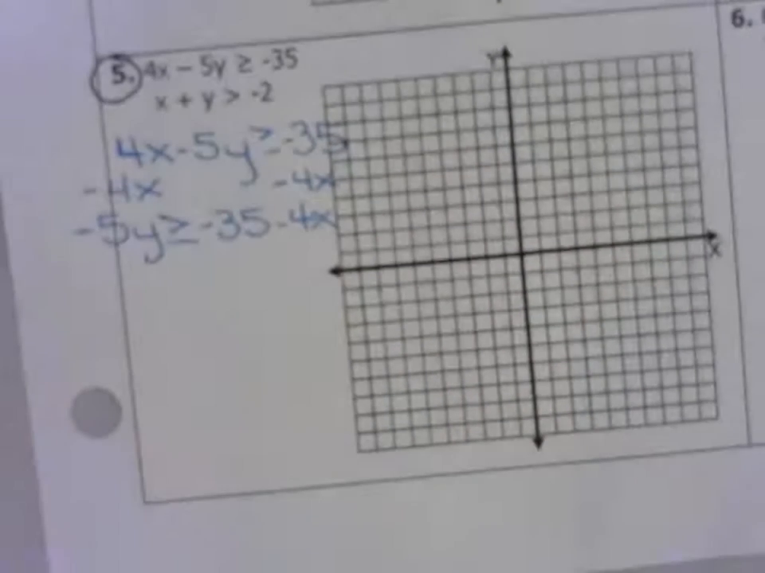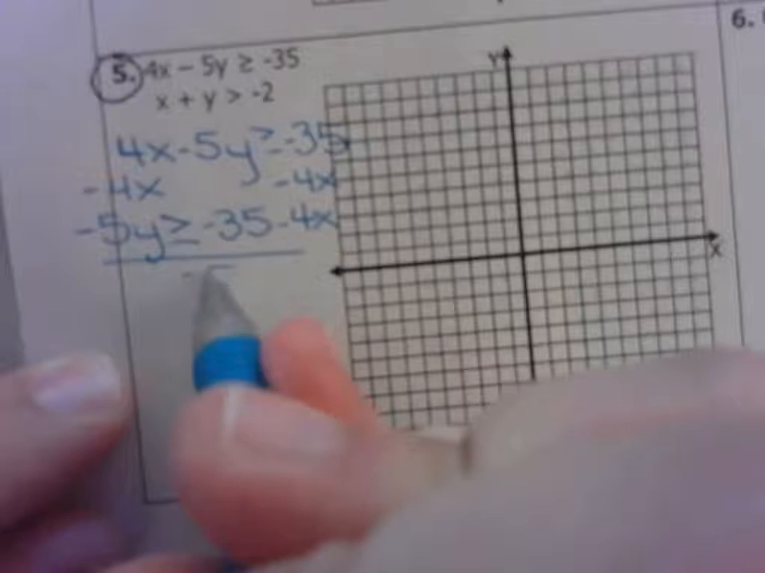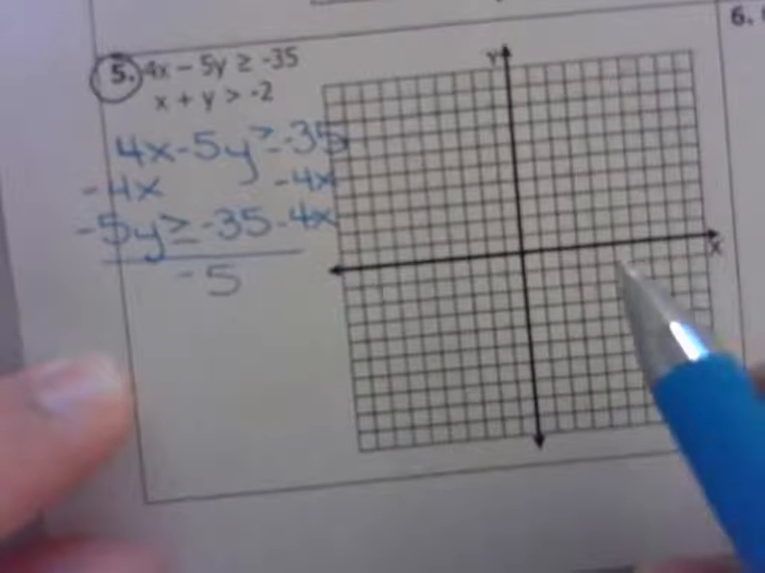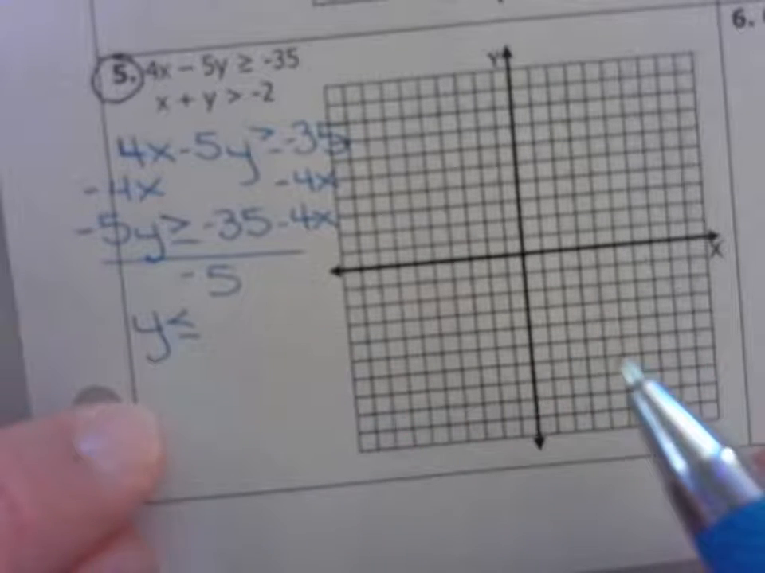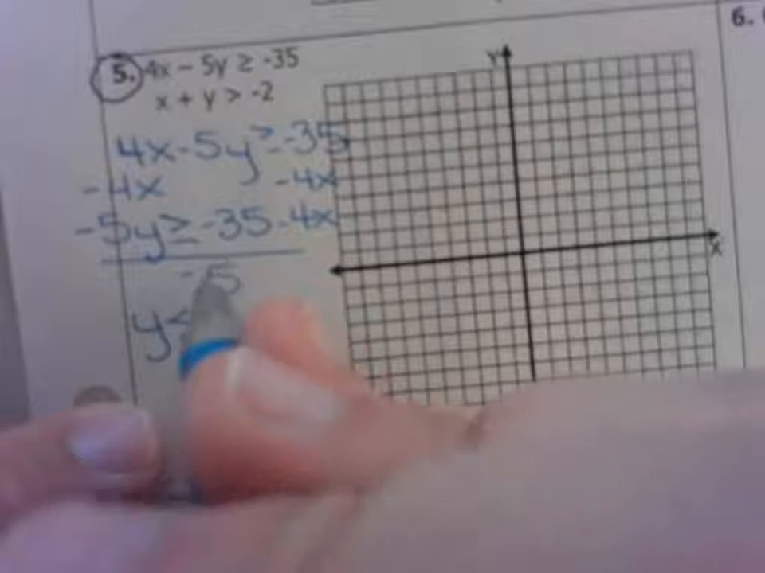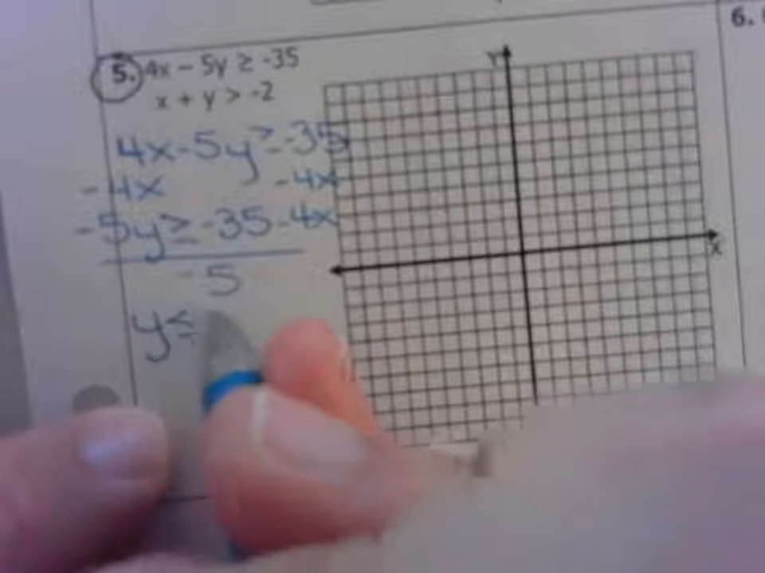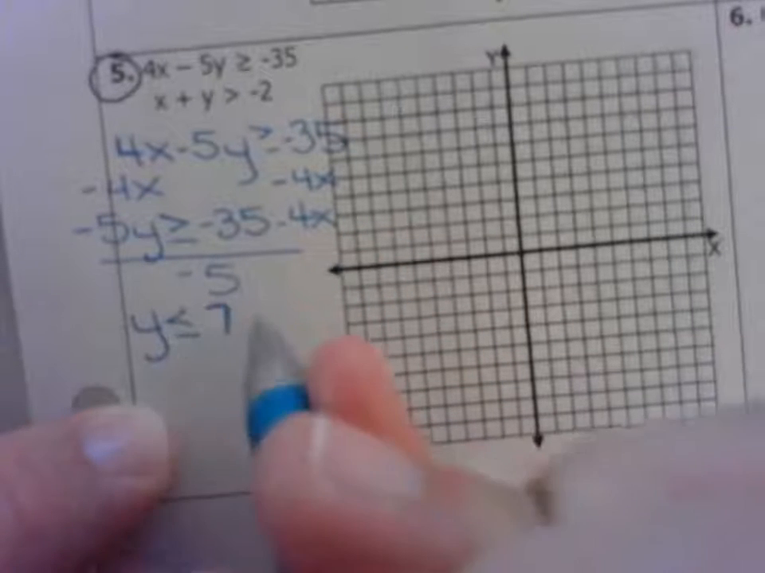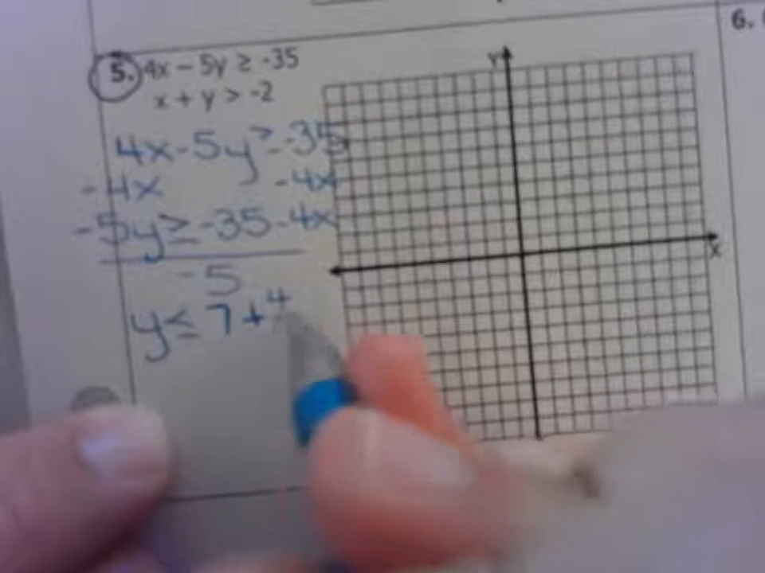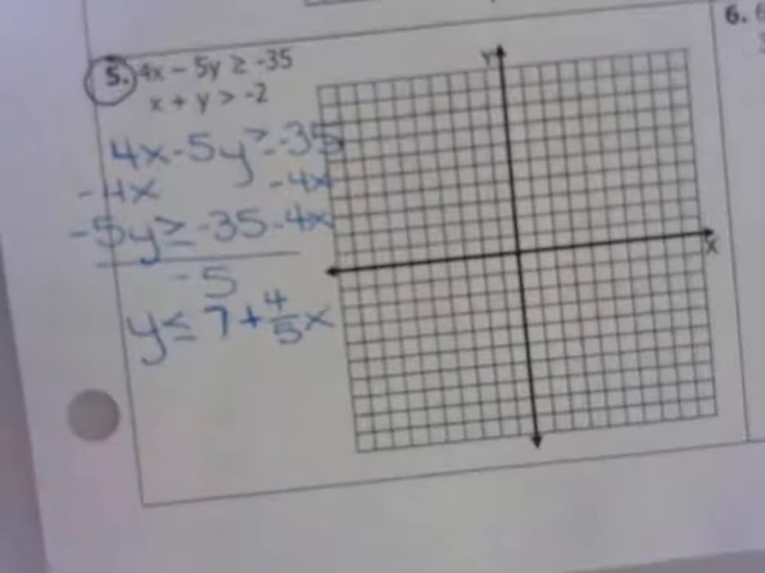Okay, so this is our review. We need to get y alone, so divide by negative 5. Whenever I divide an inequality by a negative, I have to switch the direction. So this becomes y is less than or equal to negative 35 divided by 5, negative 7, and negative 4 divided by negative 5, positive 4/5 x. Good. So you do each one separately. This is the first inequality, so we're going to solve for y, graph it, get it done, and then we'll move on to the second one.